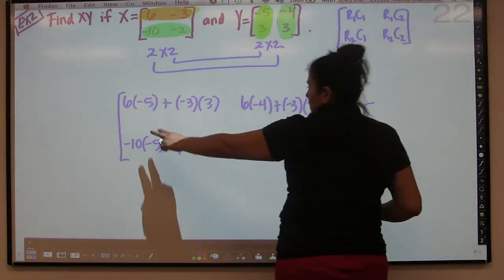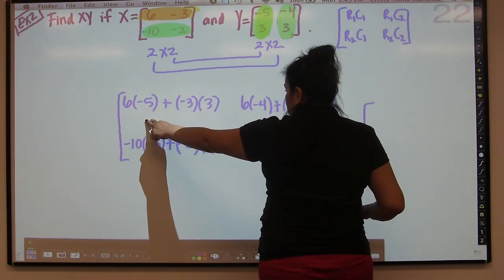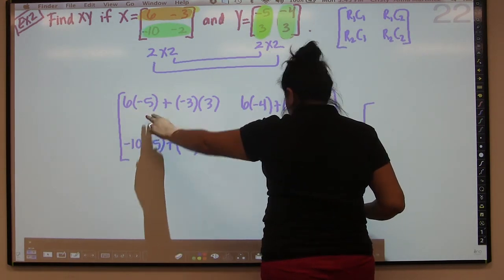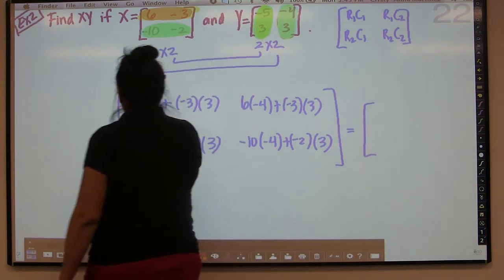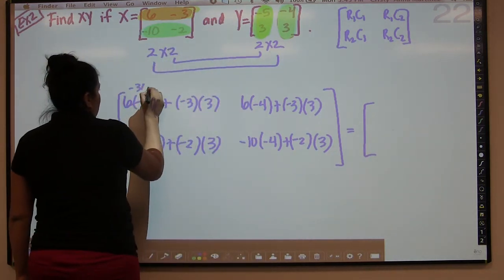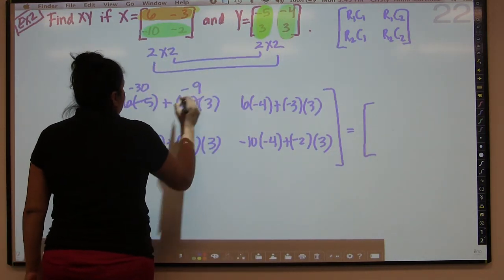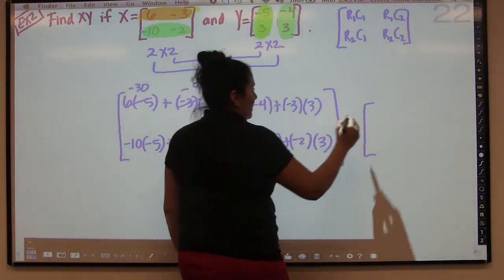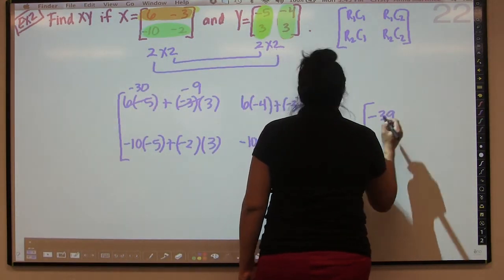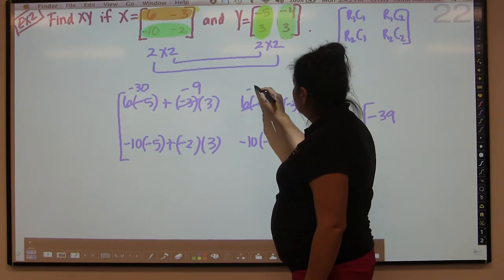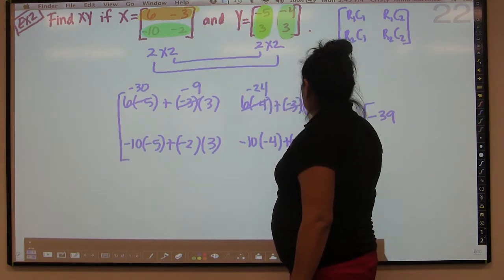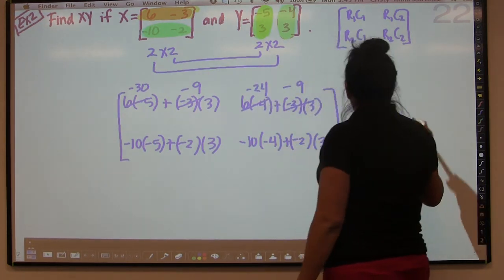Here I'm going to get -30, because 6 times -5 is -30. So this will just be -30. And here we're going to get -9. So -30 plus -9 is -39. And then over here we're going to get -24 and -9 and get -33.